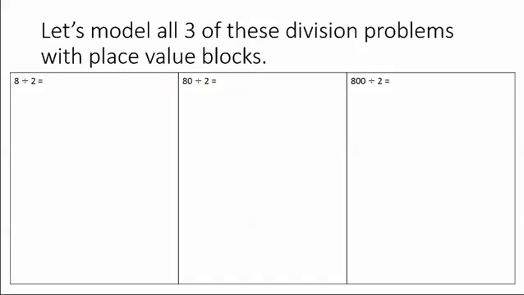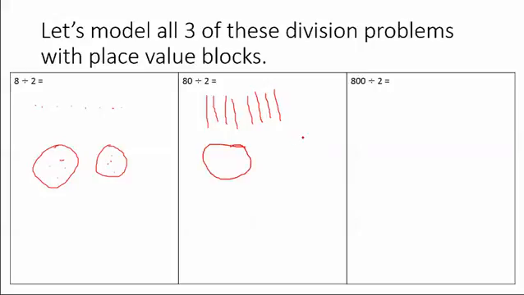So let's model all 3 of these division problems, and you're going to use actual place value blocks and lay them out. There's 8, right? And we're going to put them into 2 groups. So let's do it. 1, 2, 3, 4, 5, 6, 7, 8. And I want you to have plates and place value blocks, and you lay it out. And they say, okay, now we're going to do 80. Here's how I make 80. And 2 groups. 1, 2, 3, 4, 5, 6, 7, 8.